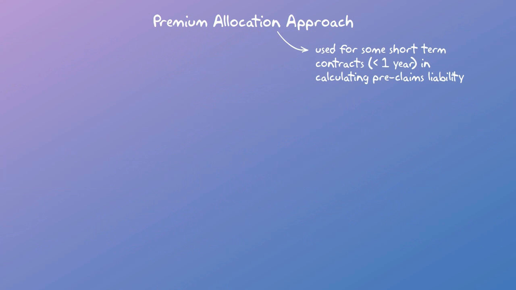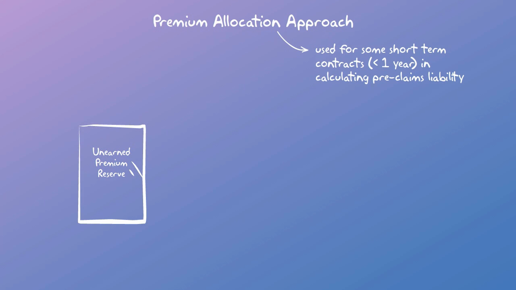In IFRS 17, an alternative, simpler model named the premium allocation approach can be used for some short-term contracts, those less than a year, in calculating pre-claims liability. Premium received on day one, or the unearned premium component, along with any upfront acquisition cost component, are recorded as a current liability and a cash item in the asset.